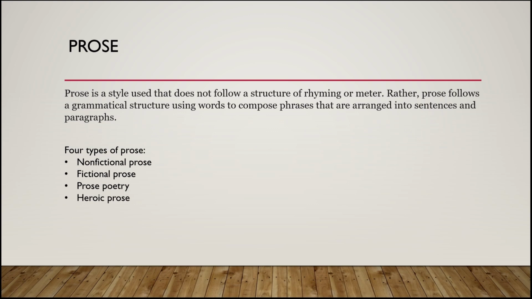What is prose? Prose is a style used that does not follow the structure of rhyming or meter. Rather, prose follows grammatical structures, using words to compose phrases that are arranged into sentences and paragraphs. Four types of prose: non-fictional prose, fictional prose, prose poetry, and heroic prose.